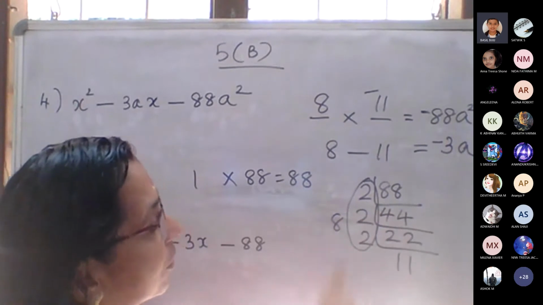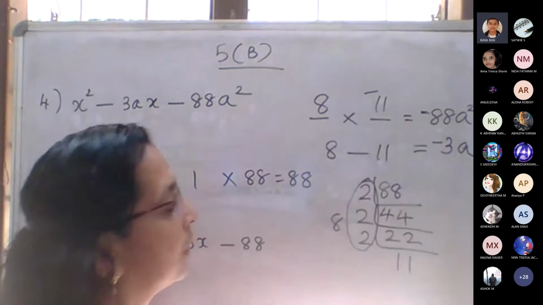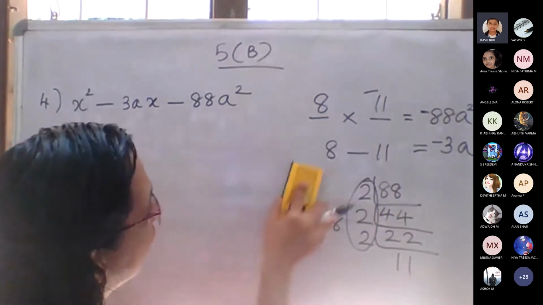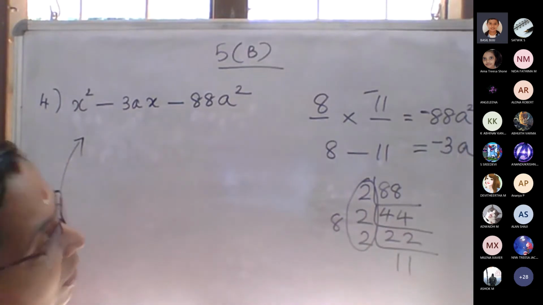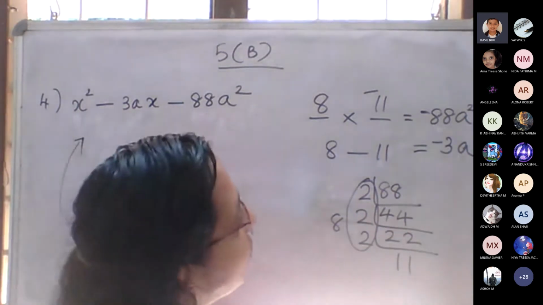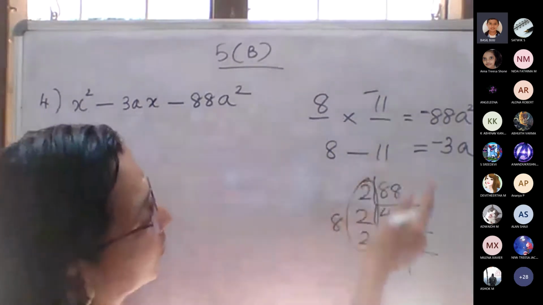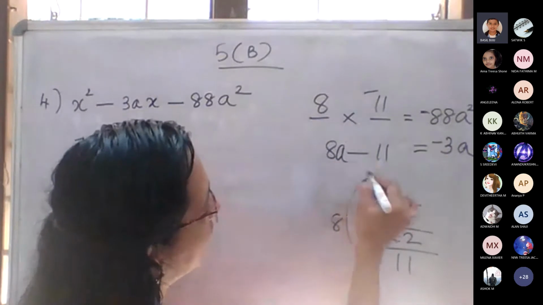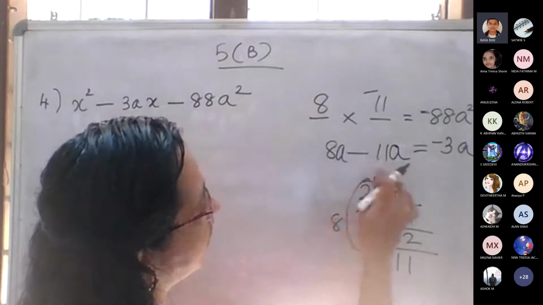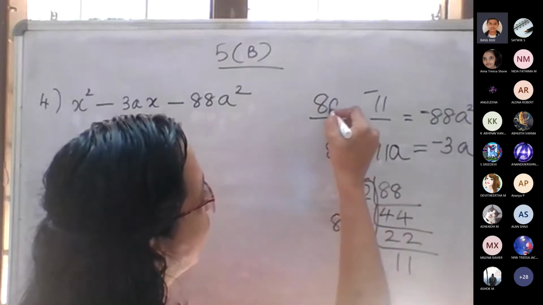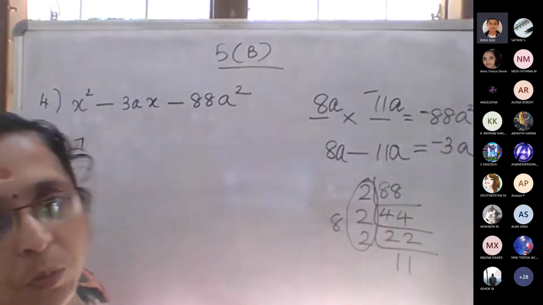Since the sign of 11 is negative, we have to place that sign there also. Then is it finished? No, ma'am. We should get a square, a square and a. So what we have to write is negative 3a. We need 8a into 11a. 8a minus 11a will be negative 3a. So that a we have to place here, and the same a also we have to write. Is it okay, all of you?